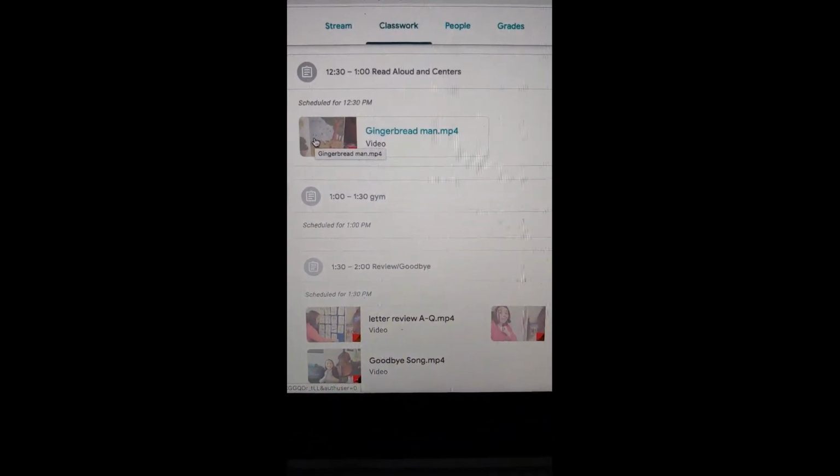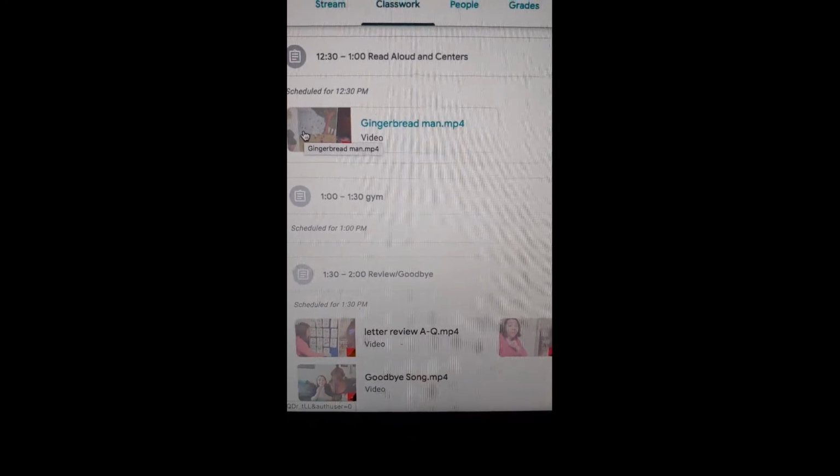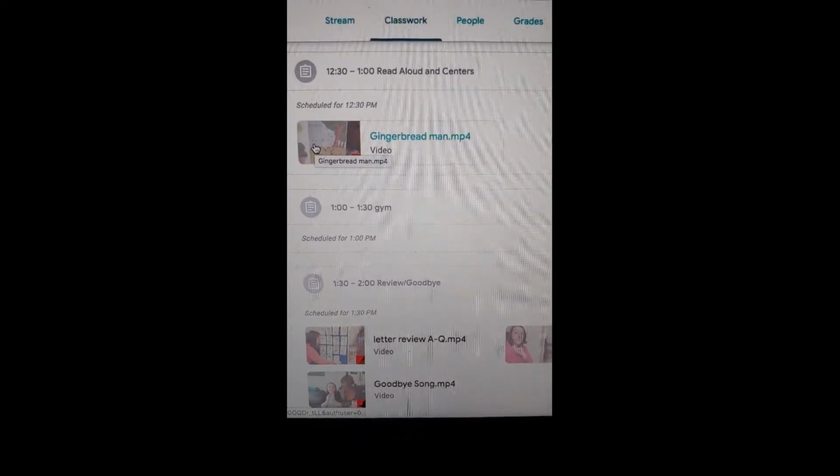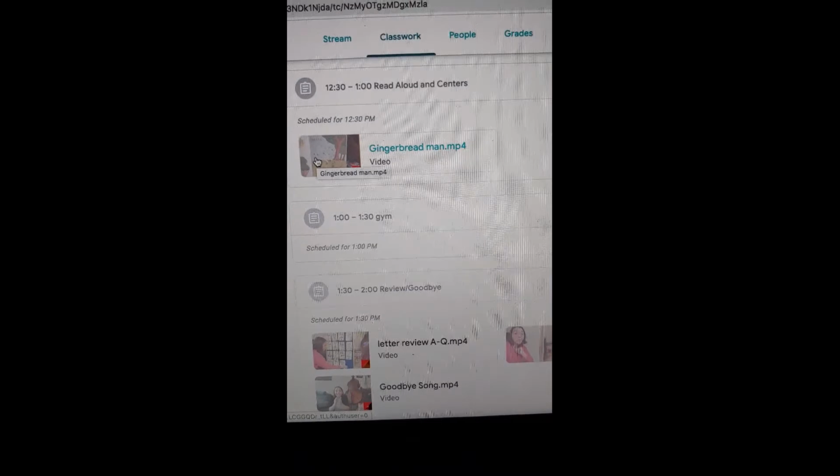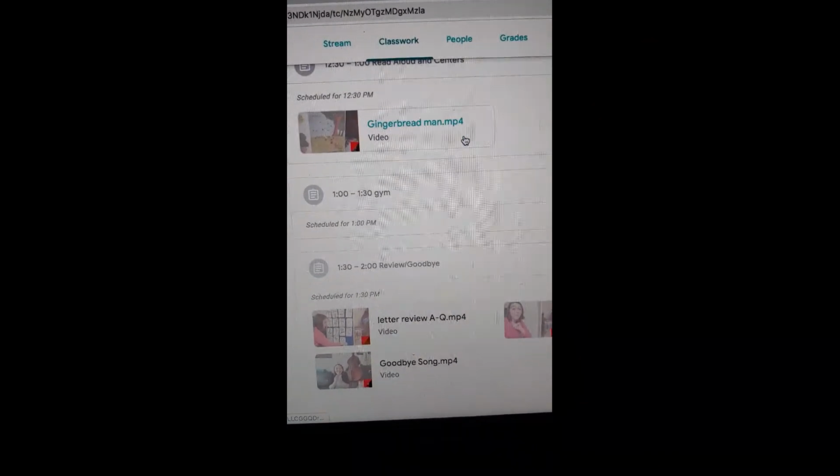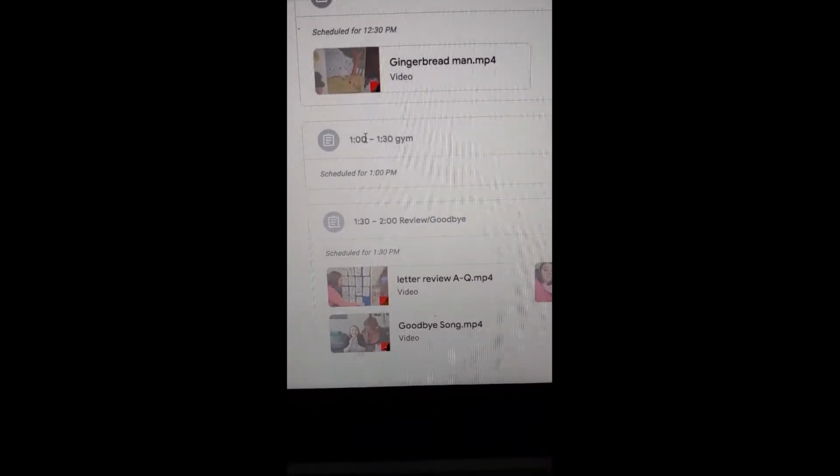Then from 12:30 to 1 is read alouds and centers. When they wake up from nap time, I have another read aloud that I videotaped. For the second book of the day, I decided to focus on fairy tales, so this one's about the gingerbread man. And then I wrote that they can go back and choose a different center or the same center they did before. Then from 1 to 1:30, the gym teacher also has a Google Classroom page, so they know it's time to go and visit his.